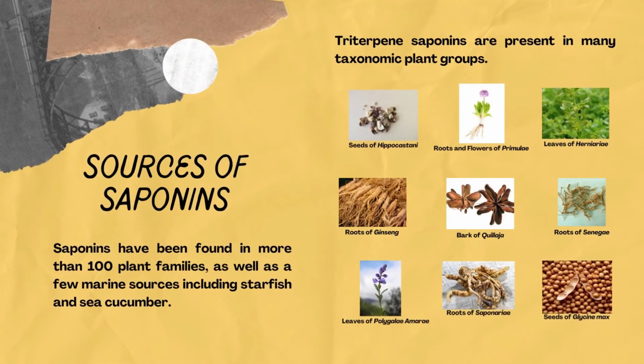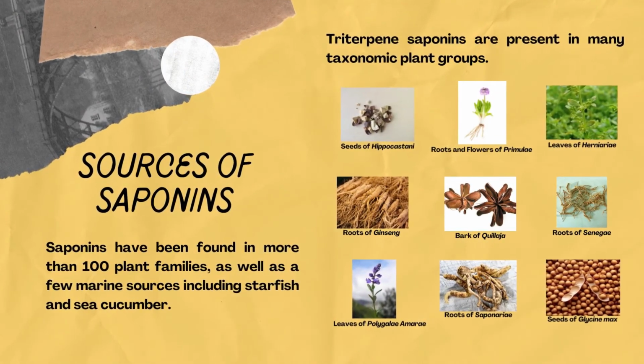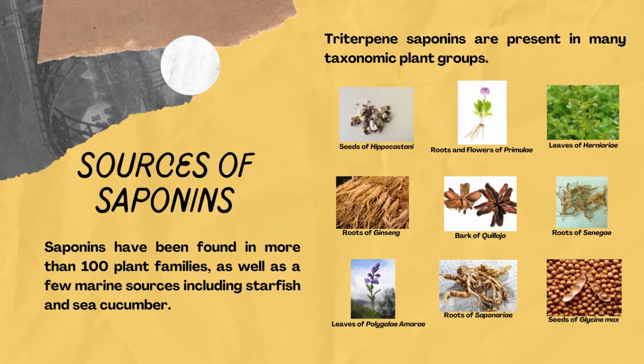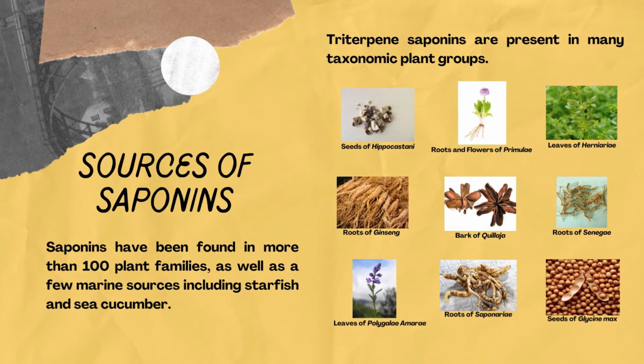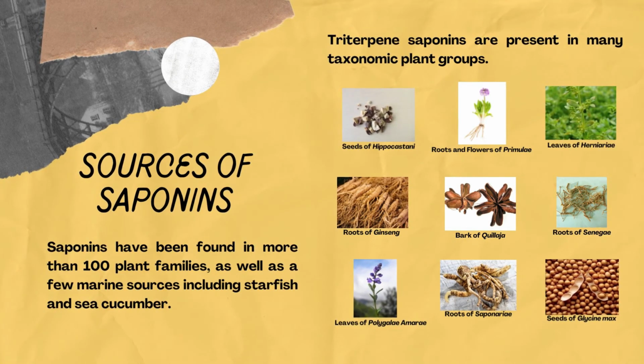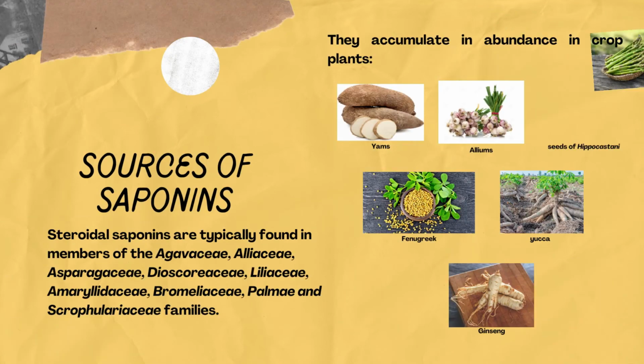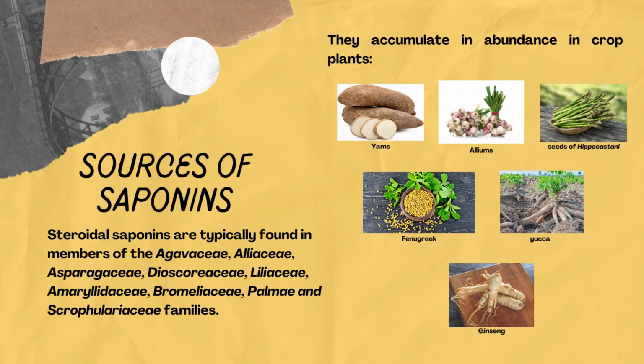Saponins have been found in more than 100 plant families as well as a few marine sources including starfish and sea cucumber. Triterpene saponins are present in many taxonomic plant groups such as roots of ginseng and seeds of Glycine max, to name a few. This slide shows the plant families wherein steroidal saponins are typically found. They also accumulate in abundance in crop plants.